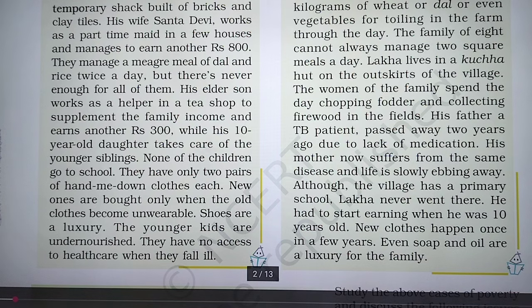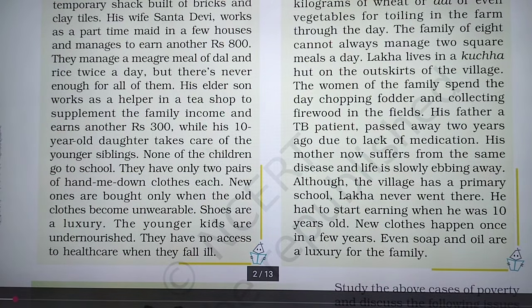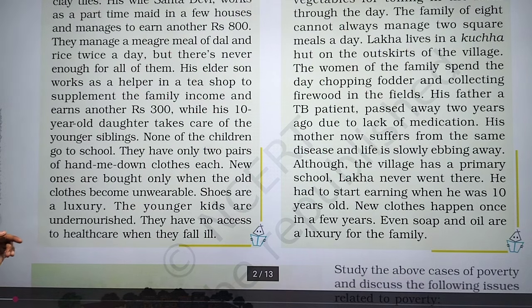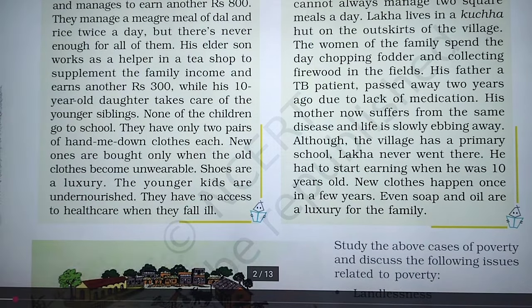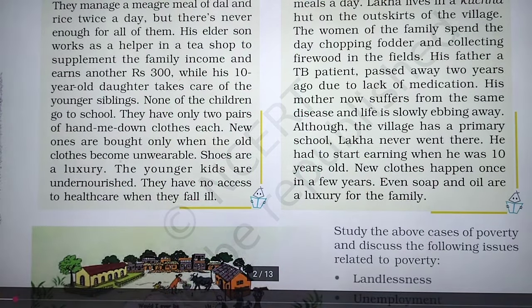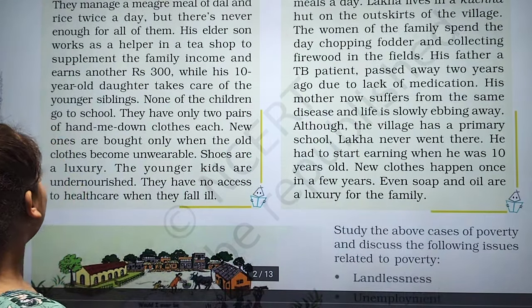His 10 year old daughter takes care of the younger siblings. None of the children go to school. Obviously, they have only their basic needs to fulfill. They have less money, less education, so how can the children go to school? They have only two pairs of hand-me-down clothes. New ones are bought only when the old clothes become unwearable. Shoes are a luxury.